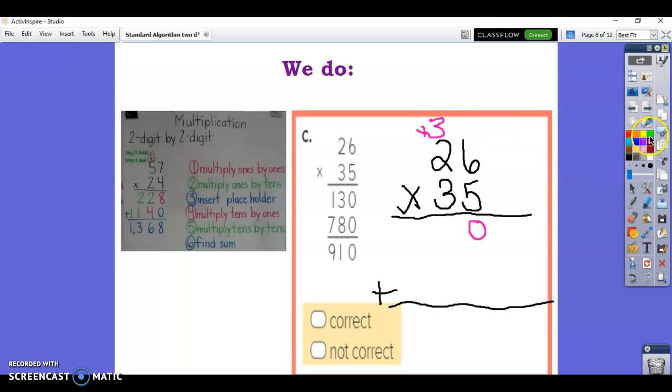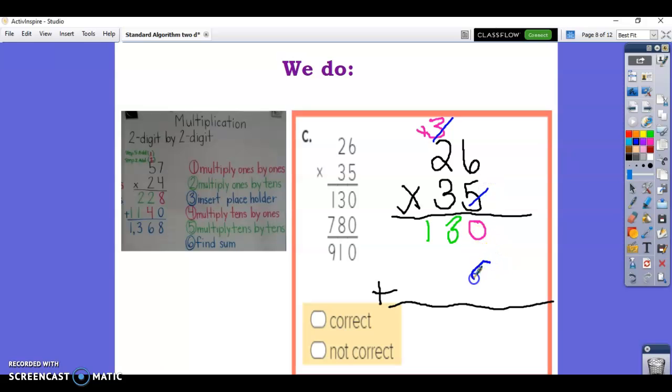And then we're going to switch to green. Now we have 5 times 2, which is 10, plus 3 for 13. So remember to put your digits in the correct space. So you should have 130. And then we are done with our ones.